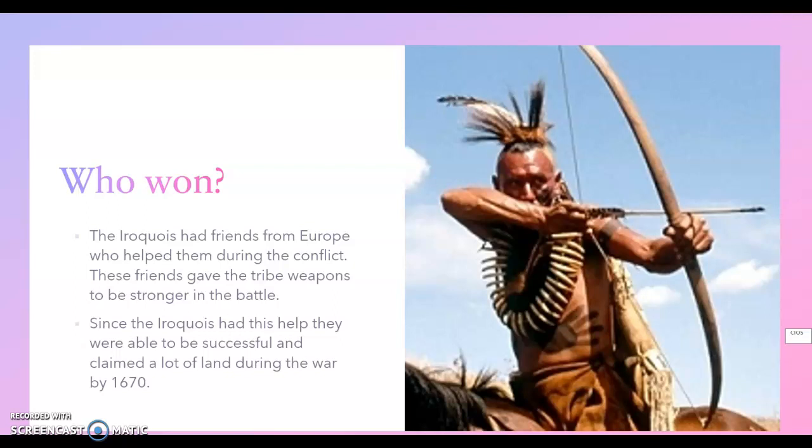So who won? The Iroquois tribes had some friends from Europe, and they helped them during this conflict. Their friends from Europe gave the tribe weapons, and that helped them to be able to be stronger in their battle. Since the Iroquois had this help from the Europeans, they were able to be successful and claimed a lot of that land during the war by the year 1670.